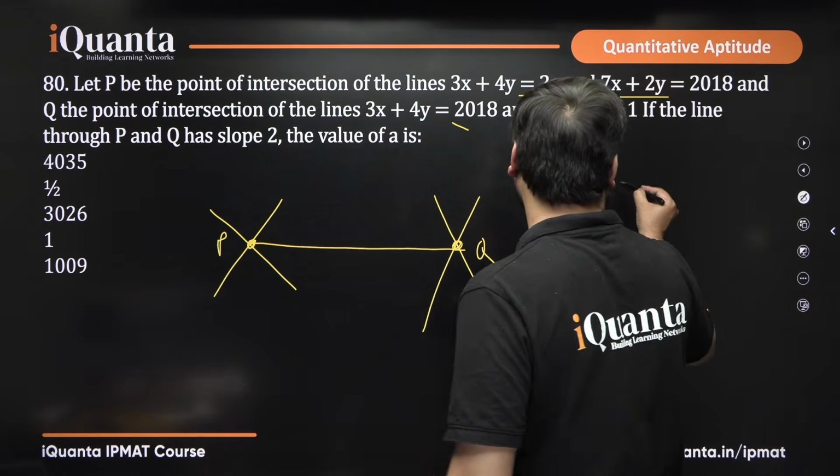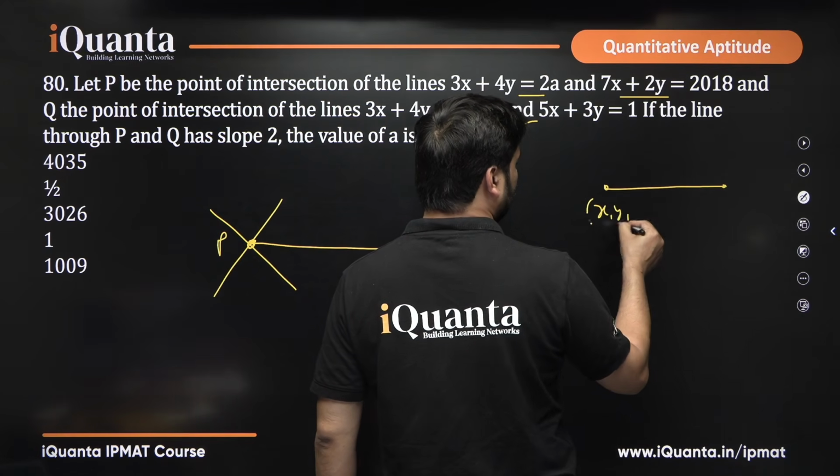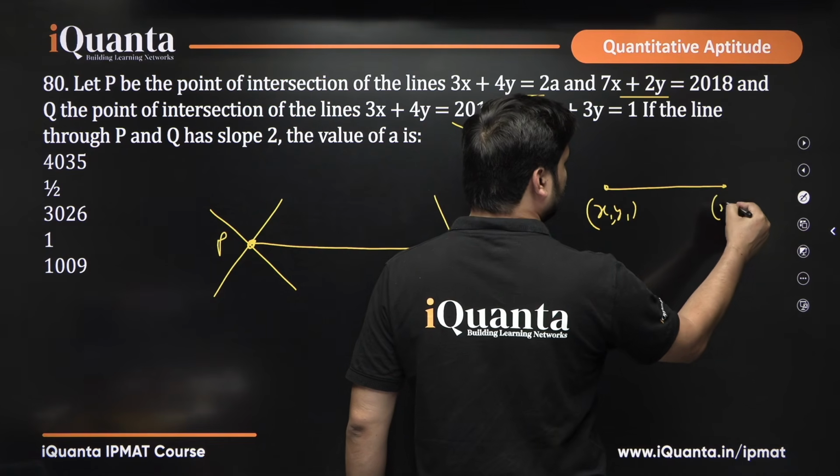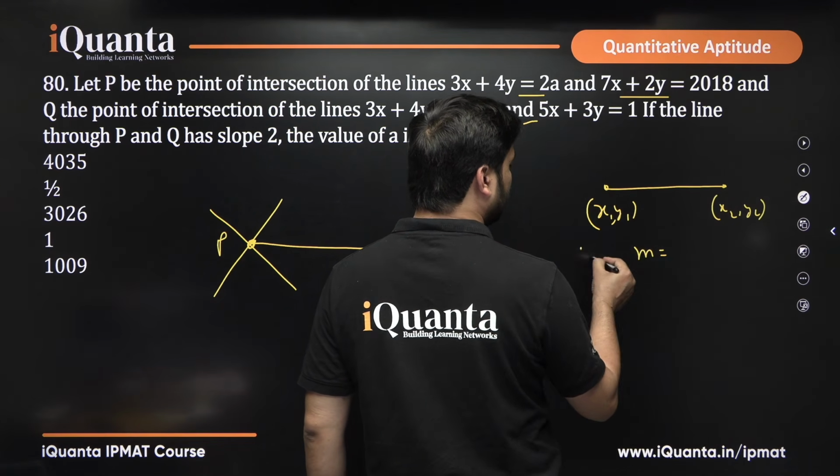You know what slope is, right? If there are 2 points, one has coordinates x1, y1, another has coordinates x2, y2, then what is slope? Slope is denoted by m, right?